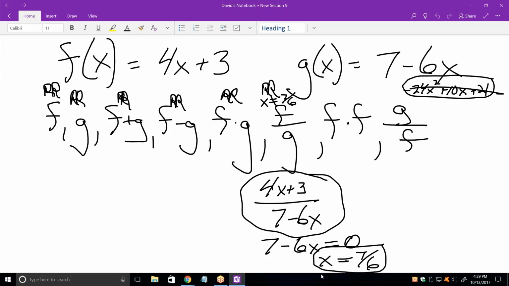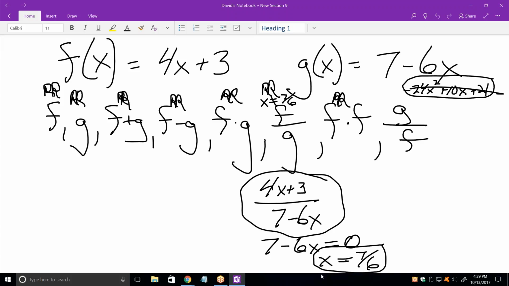Okay? So f times f. That's all real numbers too, right? Yeah, it's basically the same as f times g. In other words, you don't result in division, you don't result in square roots or anything like that.